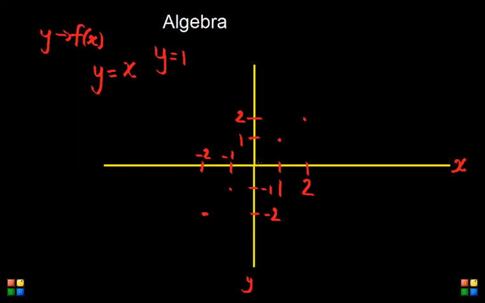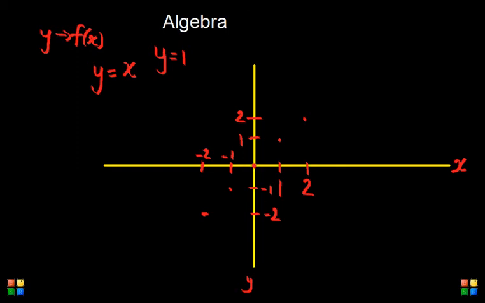So, what if x is equal to 0? Well, the point of intersection of the x and y-axis is the point 0, 0. So when x is equal to 0, y is also equal to 0. So this is that point.